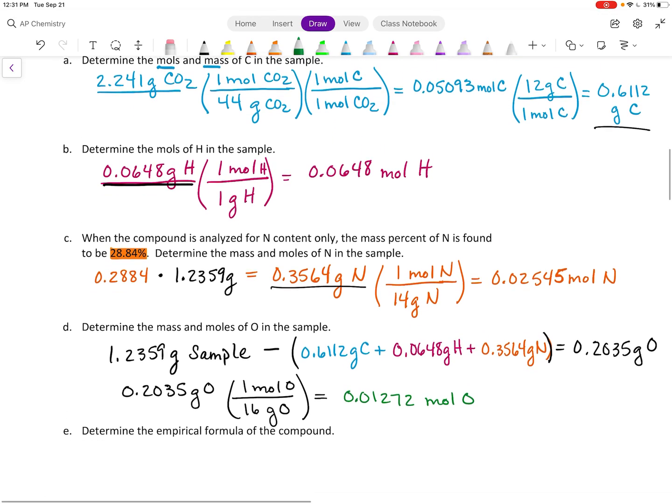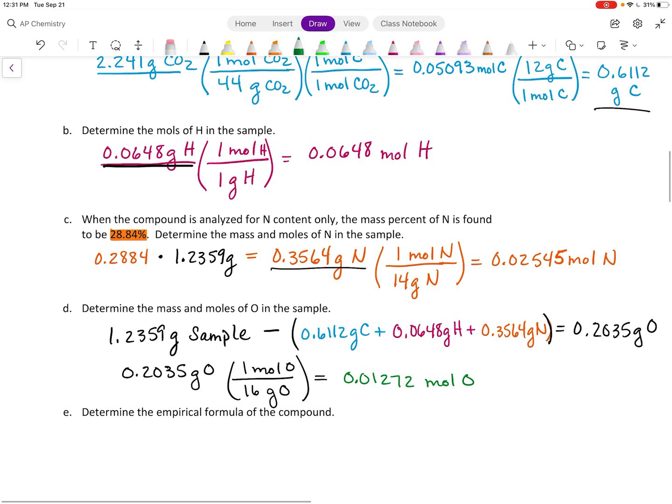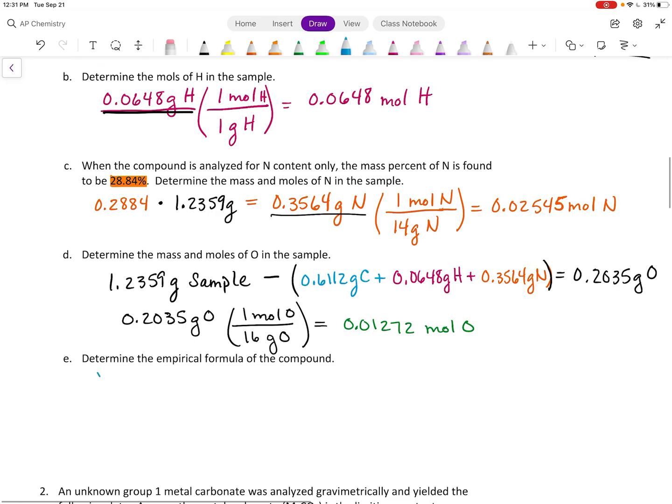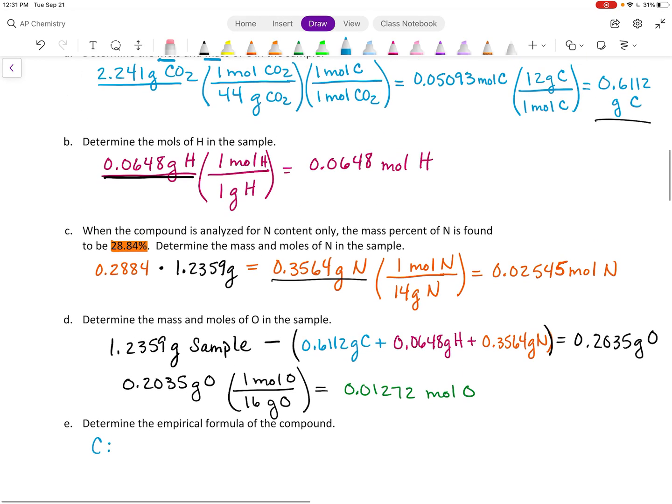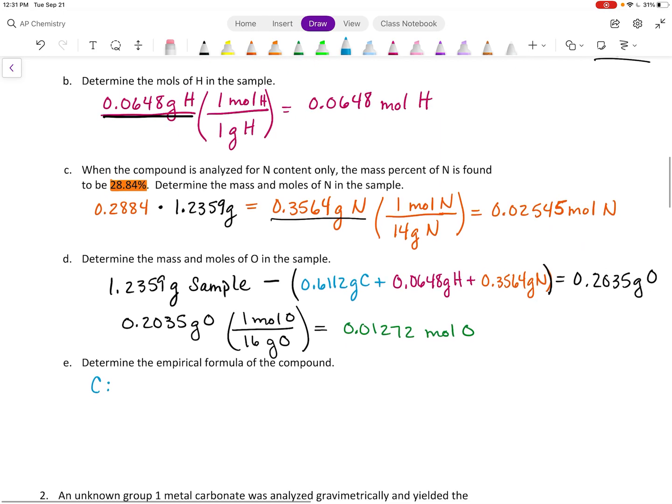So now we're going to come back and we're going to look at moles of each one of these. So I'm going to write down each one of the moles. So for carbon, we had 0.05093.